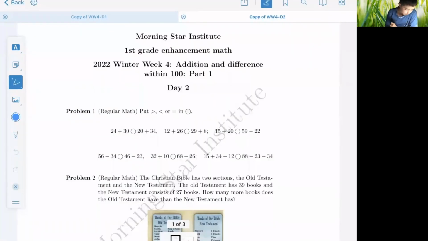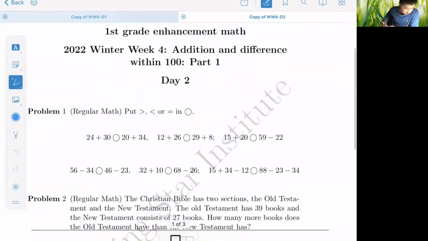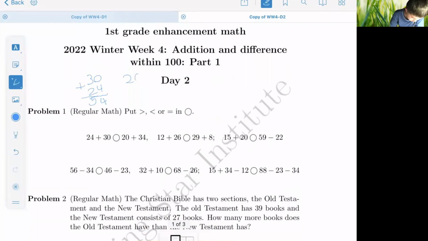Day 2. For problem number 1, we could see that 24 plus 30 is this. 0 plus 4 equals 4. 3 plus 2 equals 5. For the second part of this inequality, we have 20 plus 34. 0 plus 4 equals 4. 2 plus 3 equals 5. So we could see that these two values are equivalent.